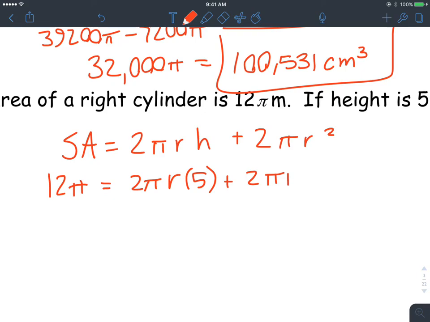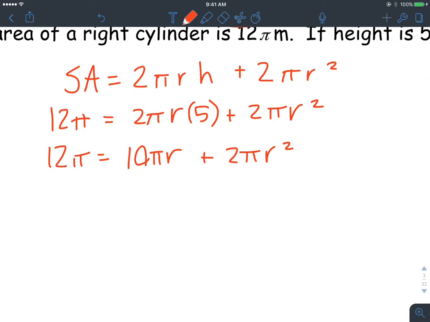And then 2 pi r squared. And then I'm just going to clean this up one more step here, so I think that's 10 pi r, and then plus 2 pi r squared. So this kind of looks confusing at first. Since everything's divisible by 2 and divisible by pi, we're going to go ahead and divide everything by 2 pi. That's actually going to clean this thing up quite a bit.